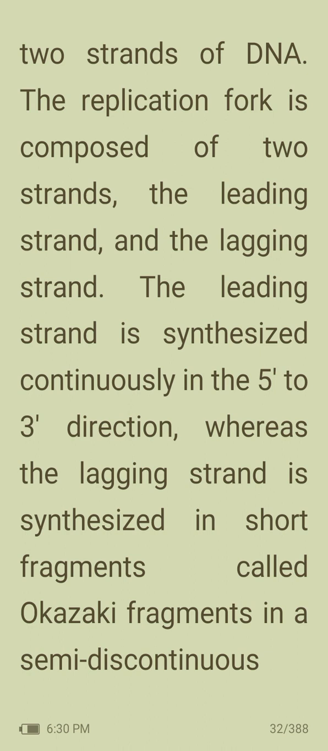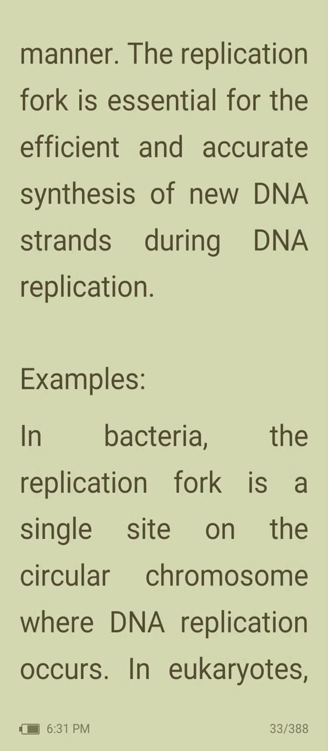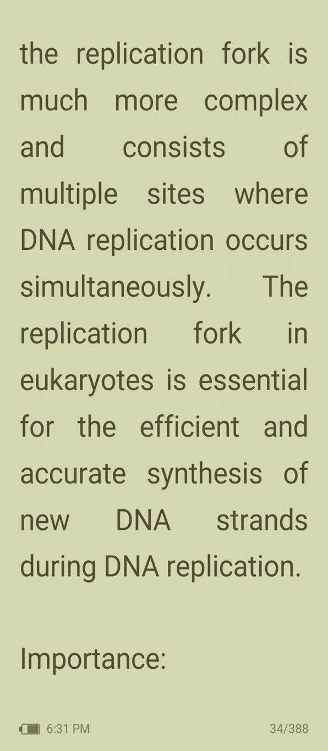The leading strand is synthesized continuously in the 5' to 3' direction, whereas the lagging strand is synthesized in short fragments called Okazaki fragments in a semi-discontinuous manner. The replication fork is essential for the efficient and accurate synthesis of new DNA strands during DNA replication. So, for example, in bacteria, the replication fork is a single site on the circular chromosome where DNA replication occurs. In eukaryotes, the replication fork is much more complex and consists of multiple sites where DNA replication occurs simultaneously.